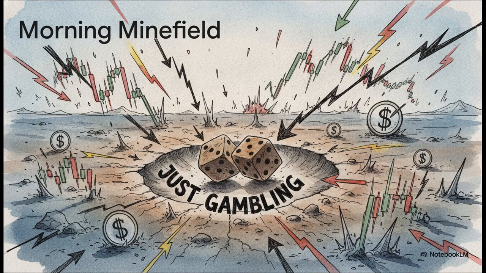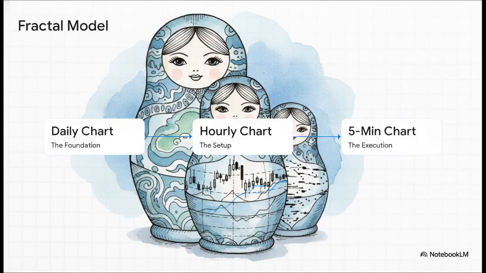Honestly, trading the open without a higher timeframe framework, that's not trading. That's just gambling. To solve this, we use what's called a fractal model. Think of it kind of like a set of Russian nesting dolls. The biggest outer doll is your daily chart. That's the foundation, your macro weather report, so to speak. Inside that is the hourly chart, and that's where we actually find our specific setup. Then, the smallest doll tucked inside is your 15-minute or 5-minute chart, and that one is strictly for execution.